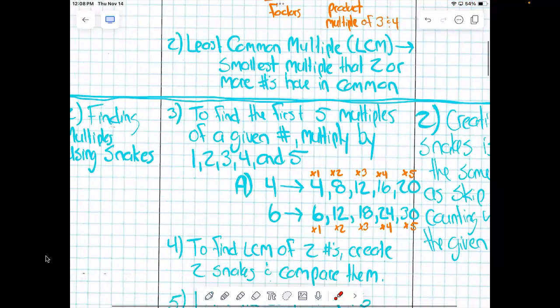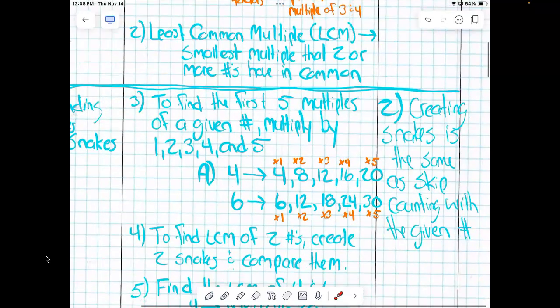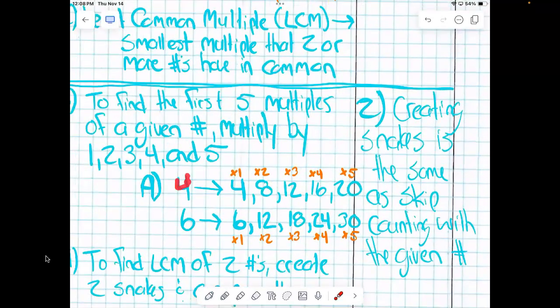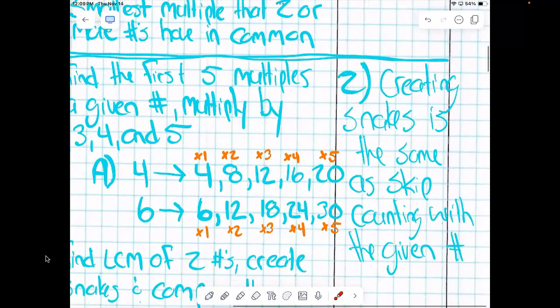To find the first 5 multiples of a given number, we multiply by? 1, 2, 3, 4, and 5. So I give you the number 4. What is the first multiple of 4, everybody? 4. Because 4 times 1 is? 4. What's the second multiple of 4?